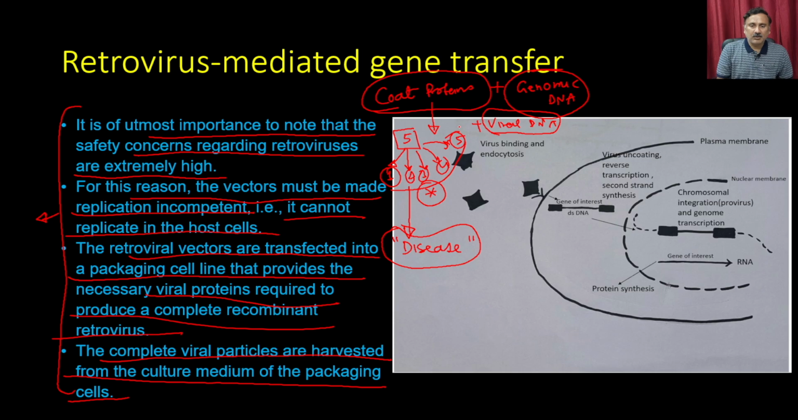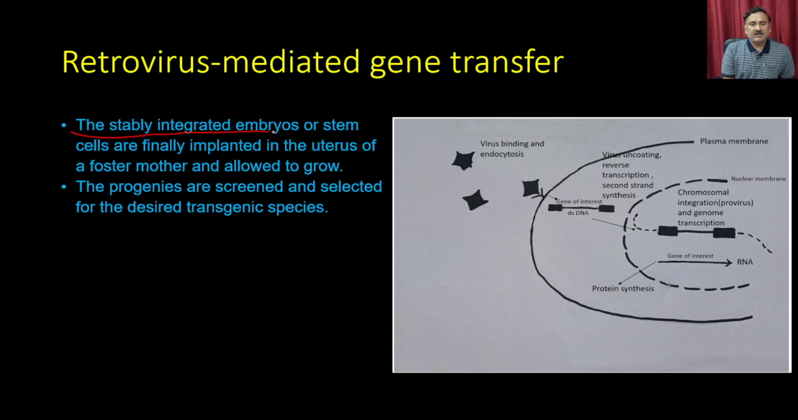As long as these are put together, they form functional virus particles, which you use in the transfection study or for transduction. But as soon as the transduction is over, these plasmids, because every DNA molecule has an age, or a life, will get degraded over the course of time, and as a result active virus production is stopped. The stably integrated embryos or stem cells are finally implanted in the uterus of a foster mother and allowed to grow.